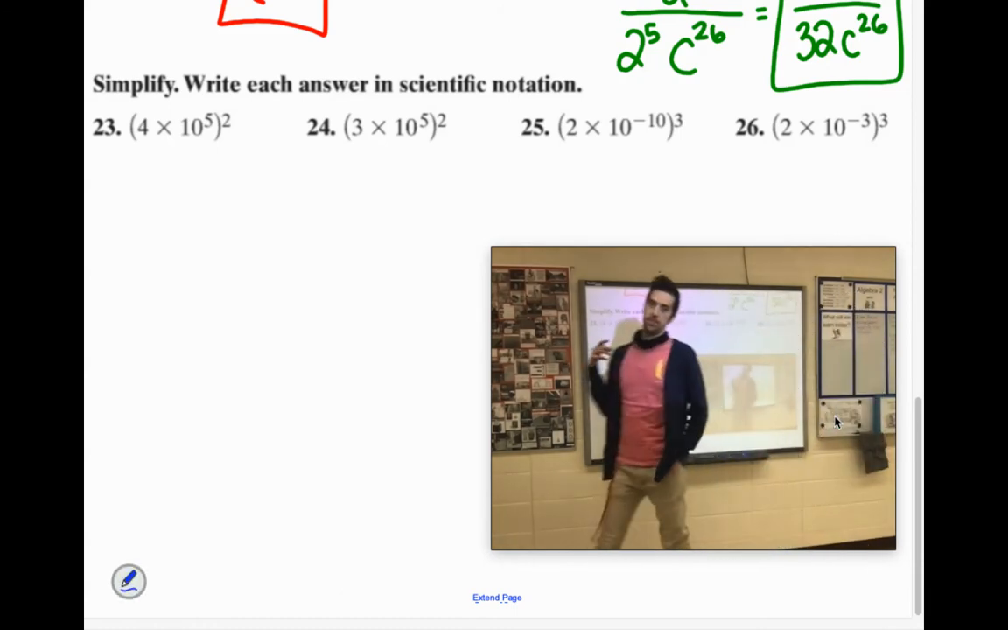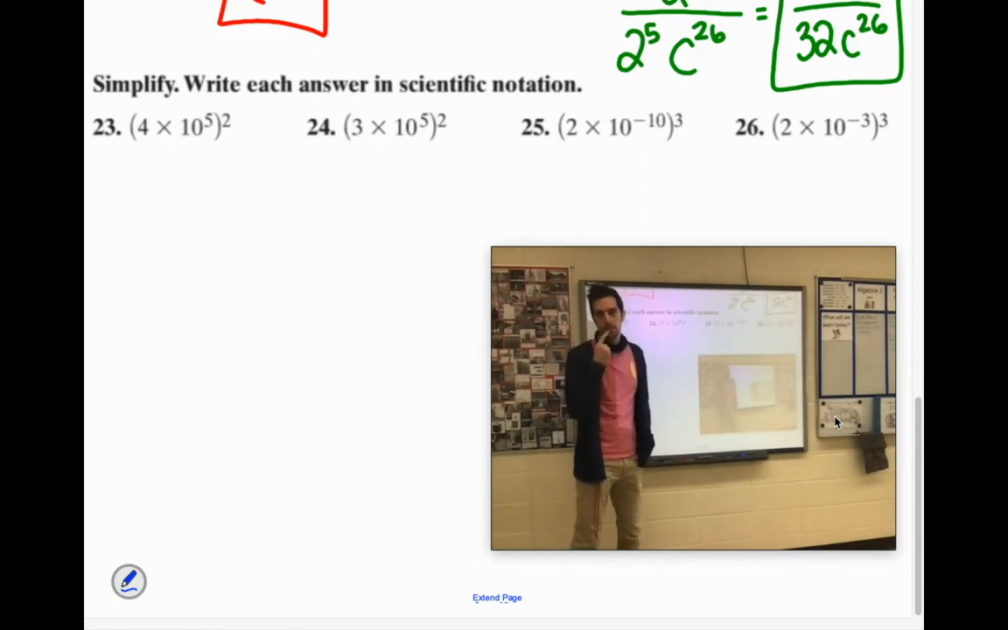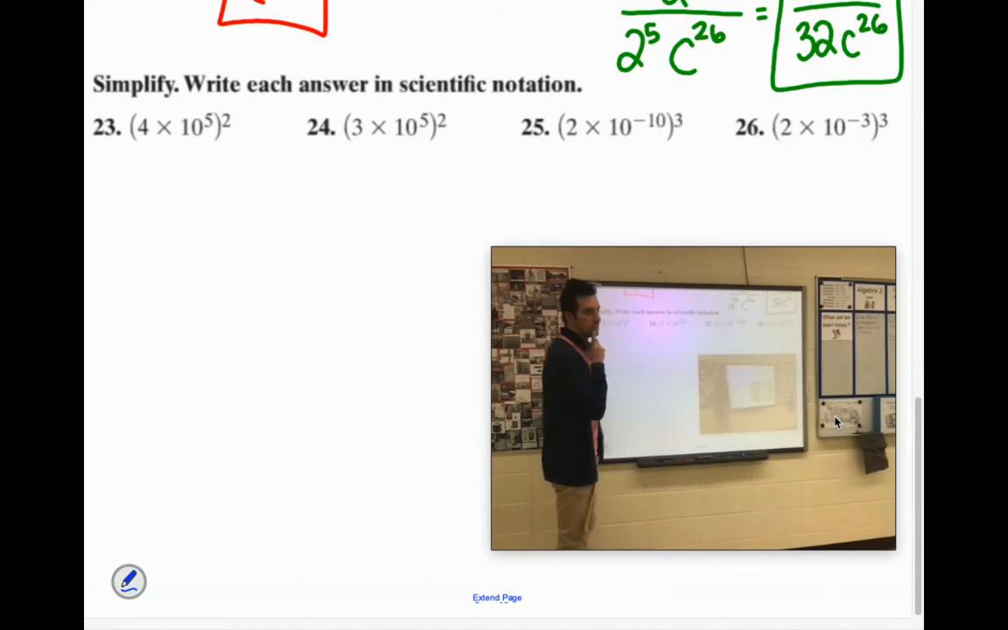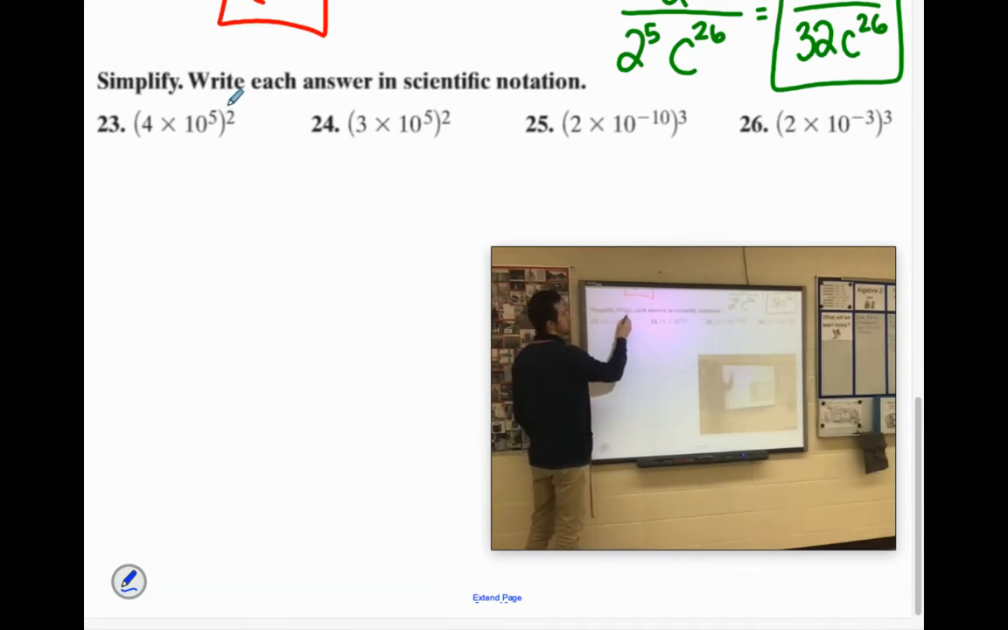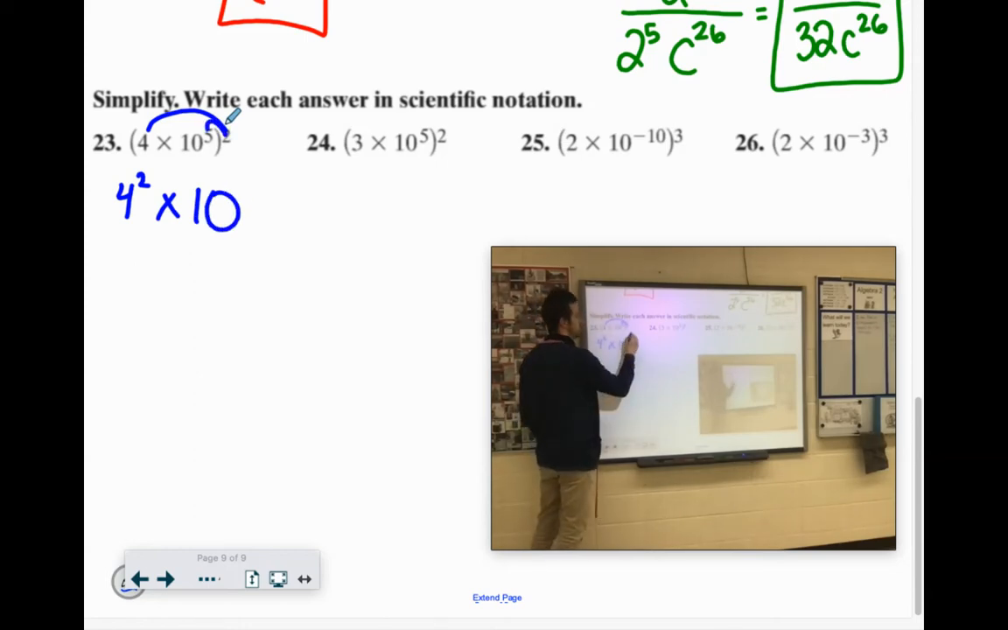Now this is tough. We didn't do one of these, but we kind of did. So when you have to bring in an exponent on scientific notation, we're also going to have to square the 4. So it'll be 4 squared times 10 to the, and then here we multiply the exponent. 5 times 2 is 10. So 4 squared is 16.